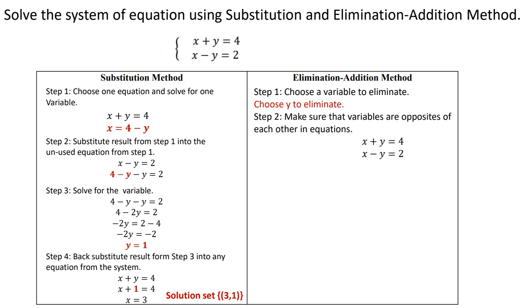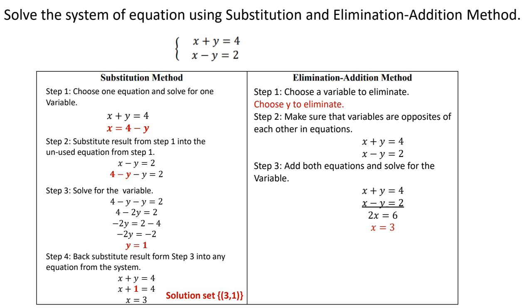To eliminate the y, there's nothing that I need to do to either of the two equations. Just by simply adding these two equations, I'm going to get rid of my y, because plus y and minus y give me 0. When I add these two equations together, x plus x is 2x, 4 plus 2 is 6. To solve for x, I'm going to divide by 2 on both sides. So x is equal to 3. It's the same solution that I had before.